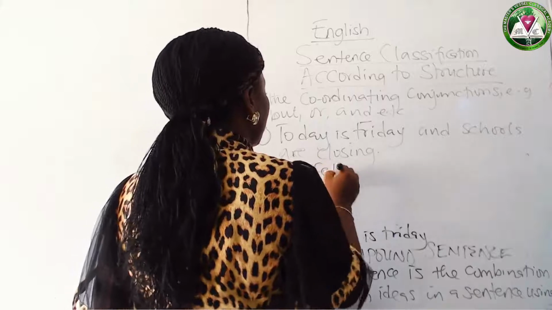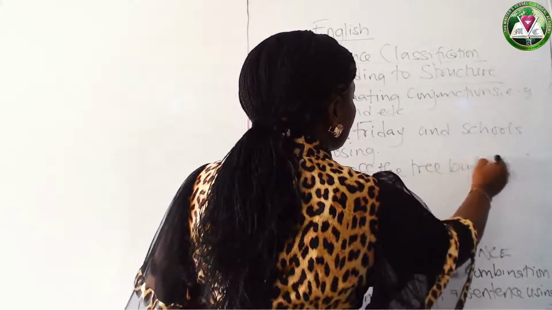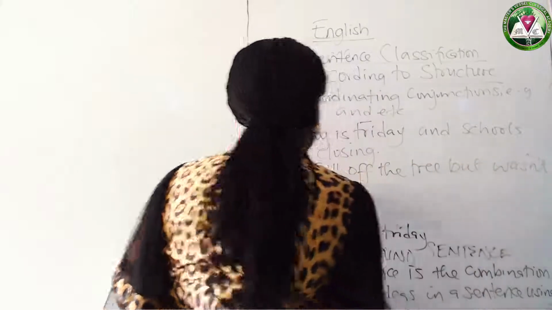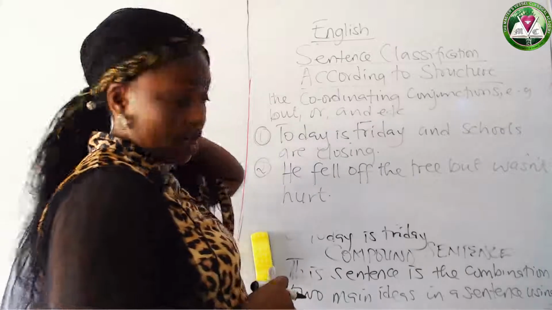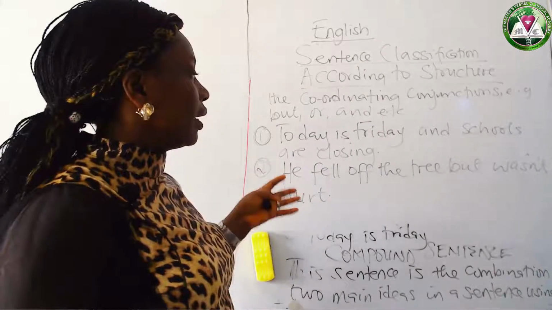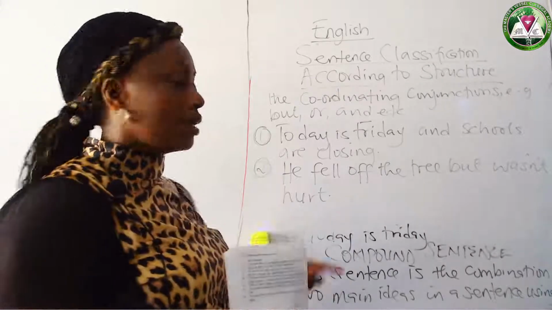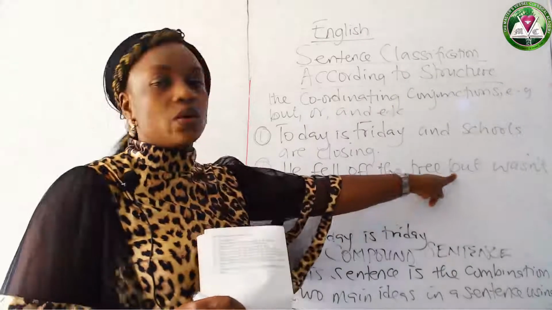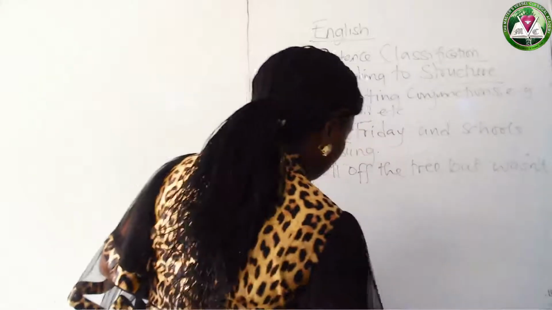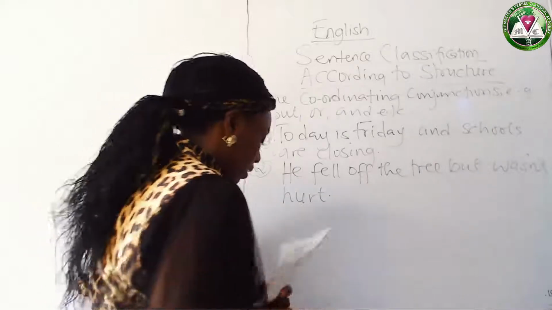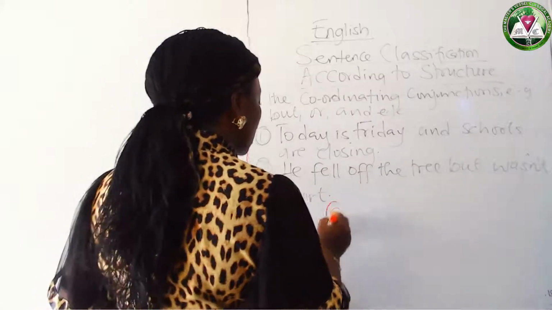He fell off the tree, but wasn't hurt. Okay, he fell off the tree, but wasn't hurt. Another combination of two simple sentences joined together using the coordinating conjunction. Okay, that's for the compound sentence. Number 3, we have complex sentence.